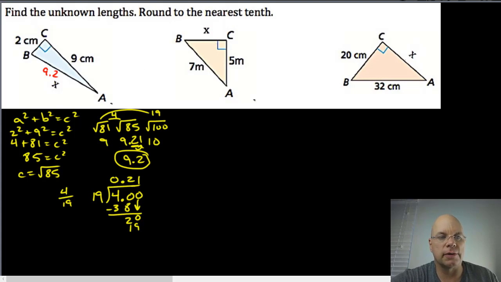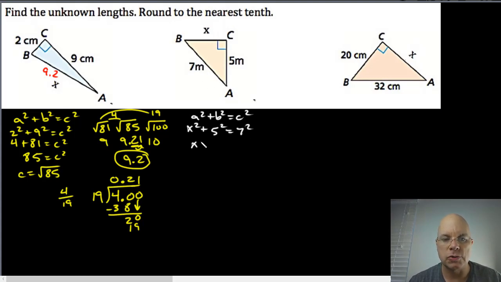This next triangle, in this case we have the hypotenuse and one of the legs. We'll start with the same formula, the Pythagorean theorem, a squared plus b squared equals c squared. I'll just call x a, so x squared plus 5 squared equals 7 squared. So x squared plus 25 is equal to 49. Subtract 25 from both sides of the equation to isolate x squared. So x squared equals 24. Then I take the square root of both sides to get x.